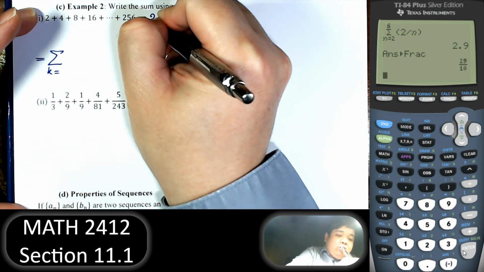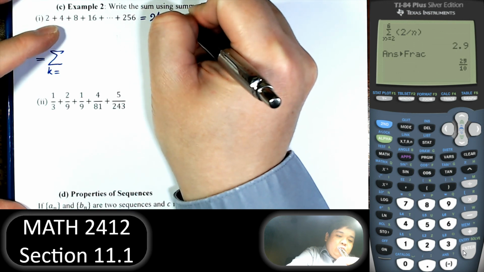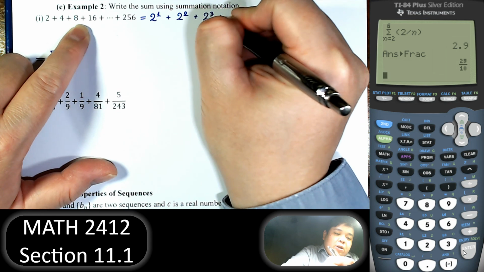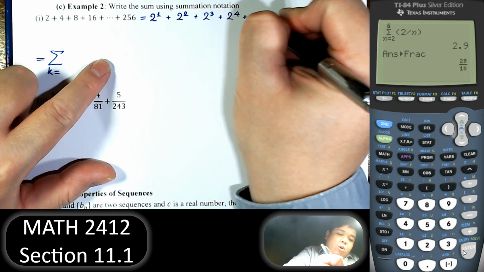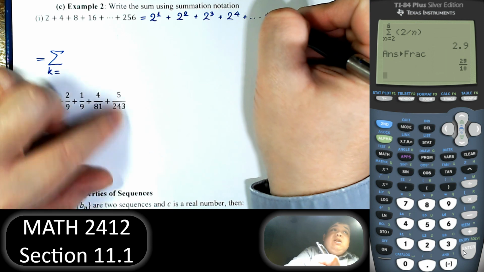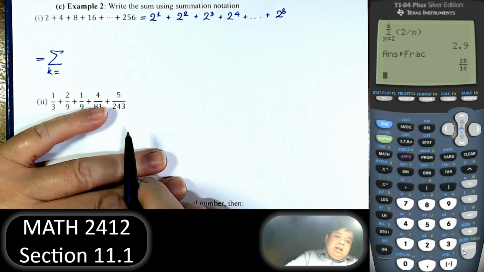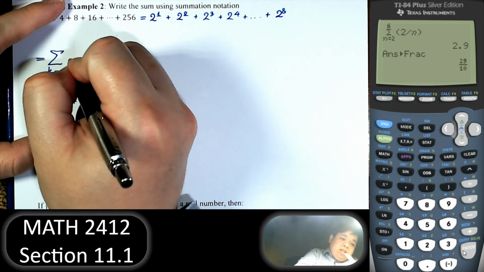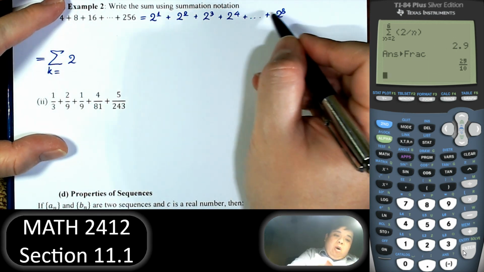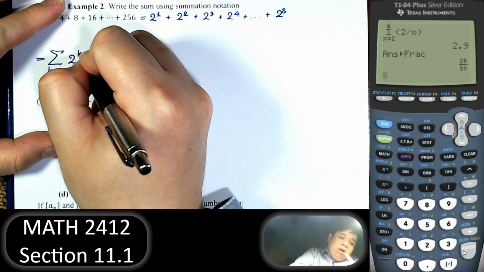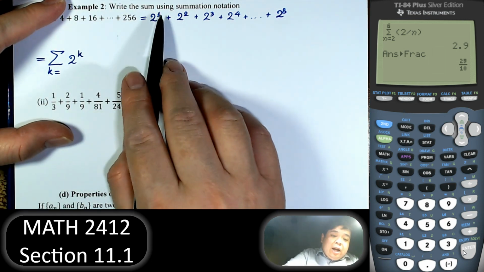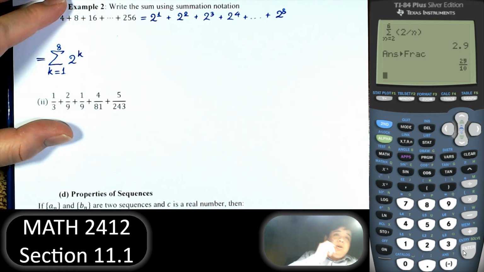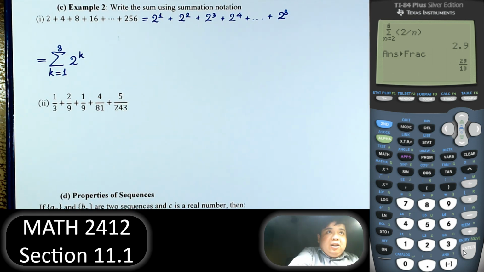We can say 2 to the first, 2 squared, 2 cubed, 2 to the fourth, all the way to what? 256 is 2 to the 8. So we sum all of that. The common part of all of this is the base of 2. The part that's not the same is the exponent, that goes from 1 to 8. So that's how we develop the pattern, like that.